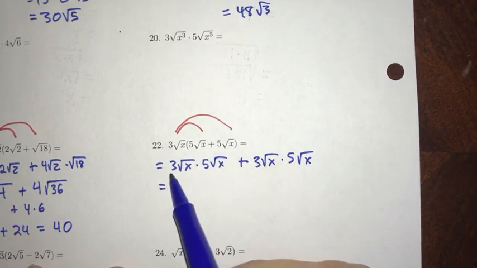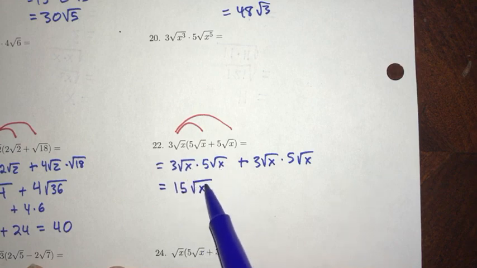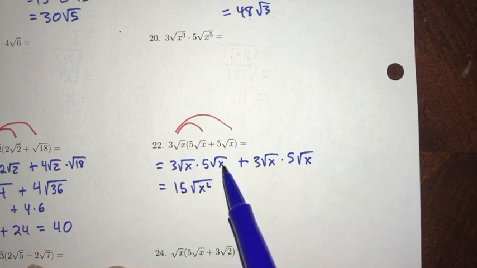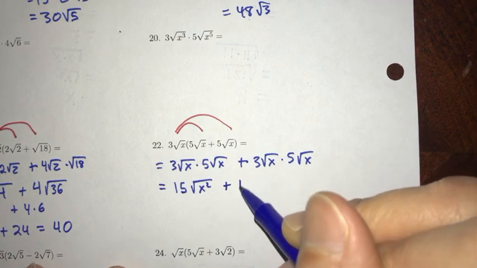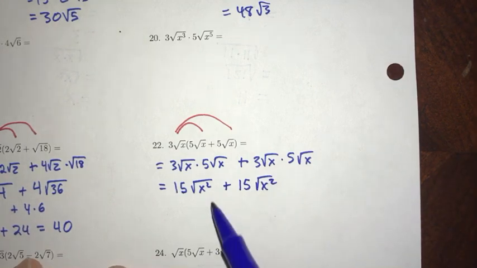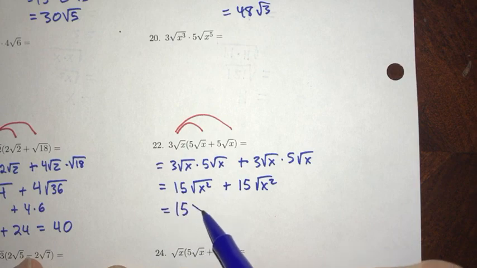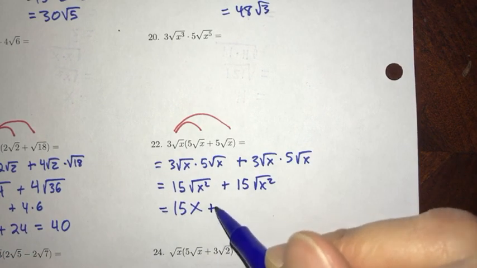Let's see here. 3 times 5 is 15. Multiply the roots together, that's the square root of x squared. X times x is x squared. 3 times 5 is 15. X times x is x squared. And we know that the square root of x squared, remember, we're just dividing that power by 2. It's just x. The square root drops off. It's just x now. That's what the square root generally does.